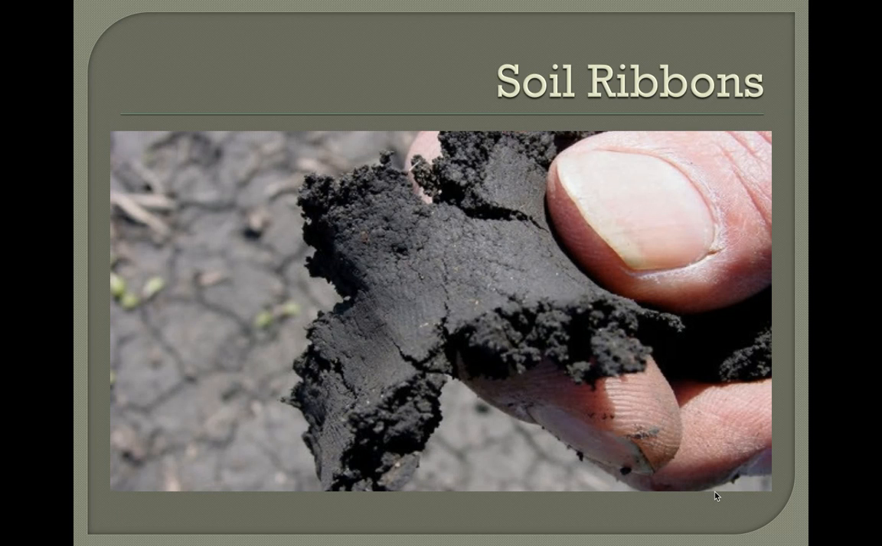We figure that out by doing what's called soil ribbons. In this picture, basically what this person has done is taken a small handful of soil between their thumb and their forefinger and tried to push it out to make a ribbon. And if you could actually see me, I'm doing that with my finger, even though you can't see me. It's the soil ribbon.